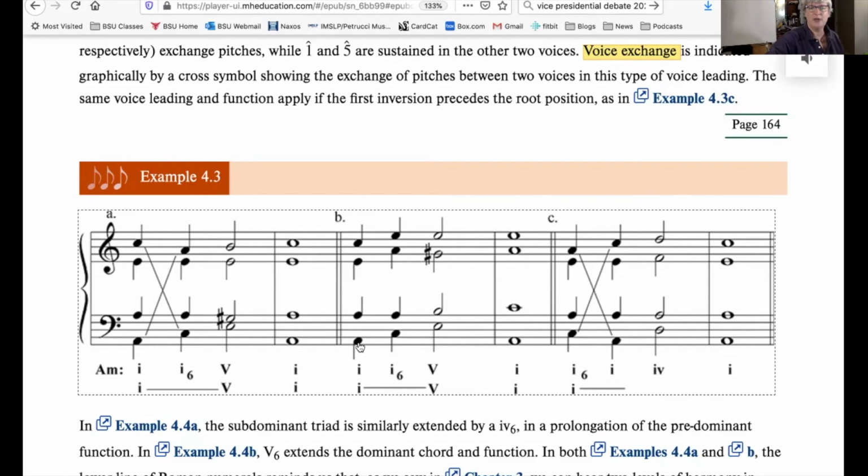Always be careful, though, that as you move from a root position triad to the first inversion triad, don't go from the root to the third in another voice. That would give you parallel octaves.